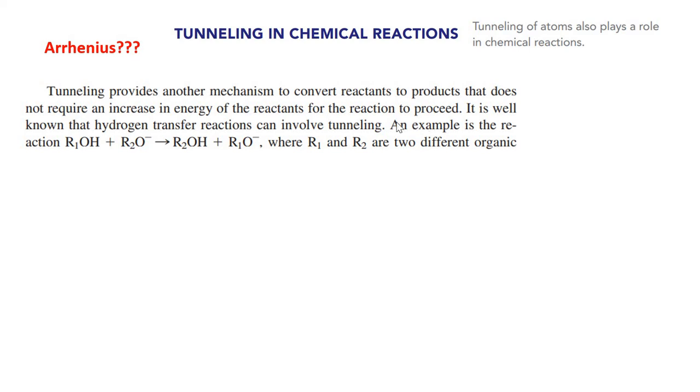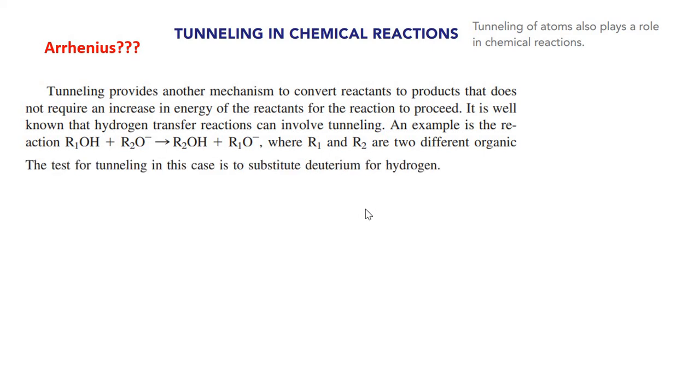So that is the usual Arrhenius temperature dependence, d/dT of ln k, that is e to the power minus Ea by RT, the activation energy concept, etc. But that explanation doesn't work here. It is well known that hydrogen transfer reactions can involve tunneling. An example is the reaction of R1OH and R2O minus, and that gives you R2OH, that means this H comes from here to there, and R1O minus. So this is called the hydrogen transfer reaction. R1 and R2 are two different organic reagents.